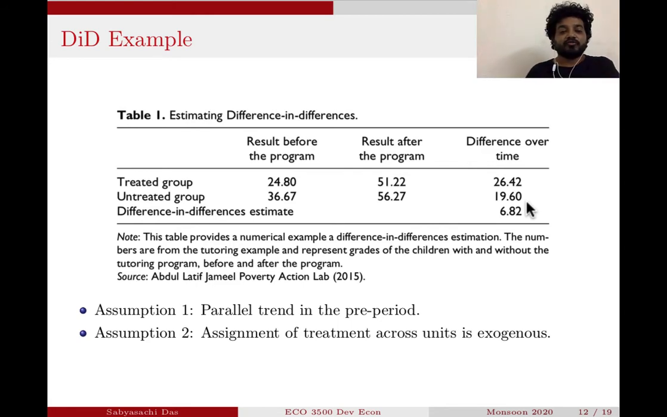We need two kinds of assumptions in this. The first assumption, for this estimate to be interpreted as a causal effect of the treatment or the intervention, is what is called the parallel trend assumption. The assumption says that the movement in the outcome variable was parallel across the treatment and the control group before the treatment happened. So in the pre-period, if we plot the outcome variable for the treatment and the control group, they could be different on average, that's fine, but whatever trend there is, it should be parallel. It's not that one is moving very differently than the other.